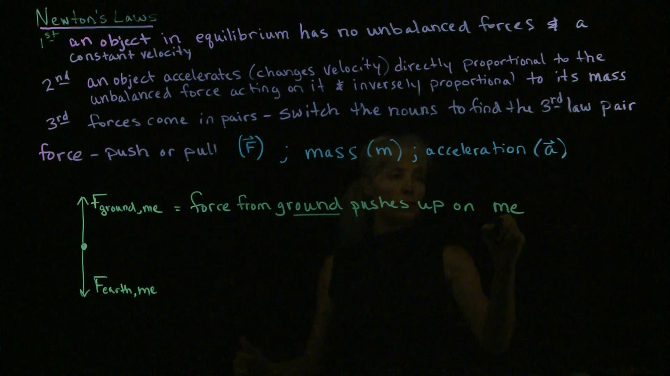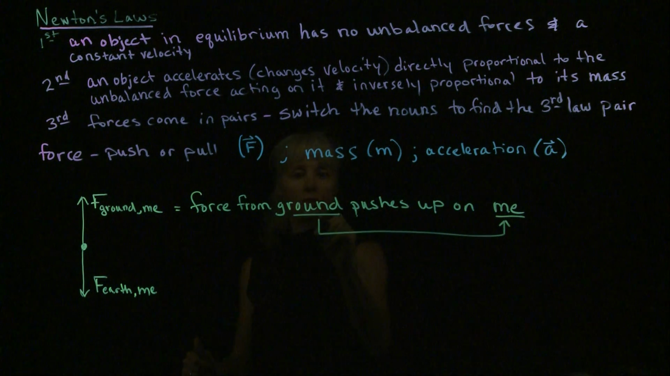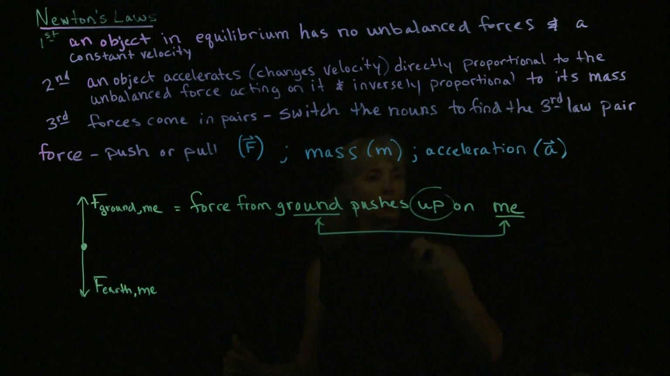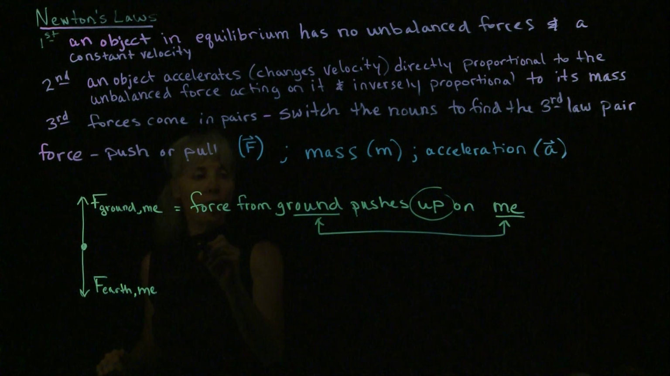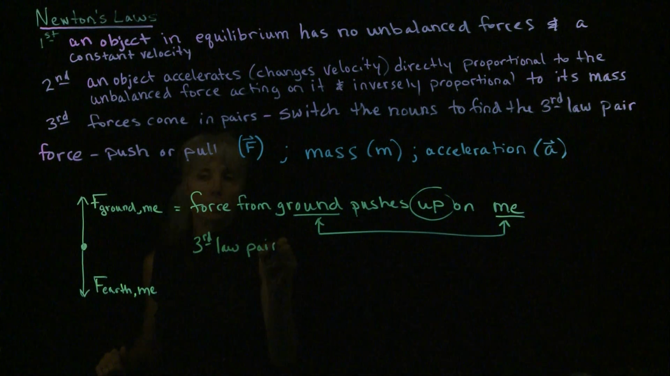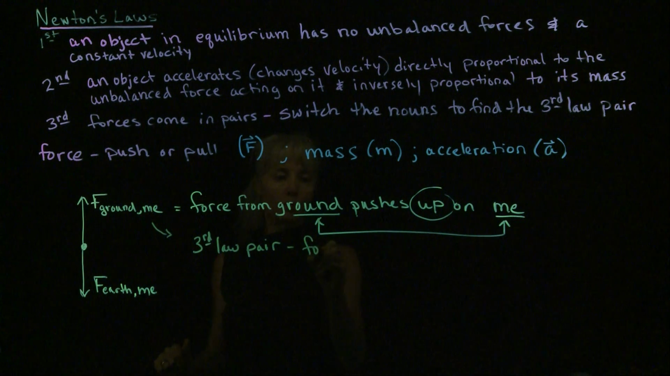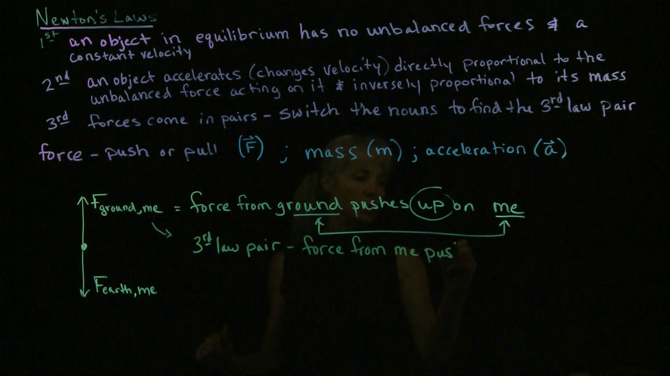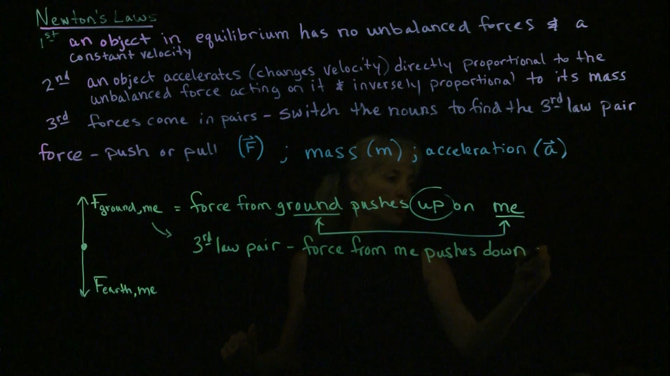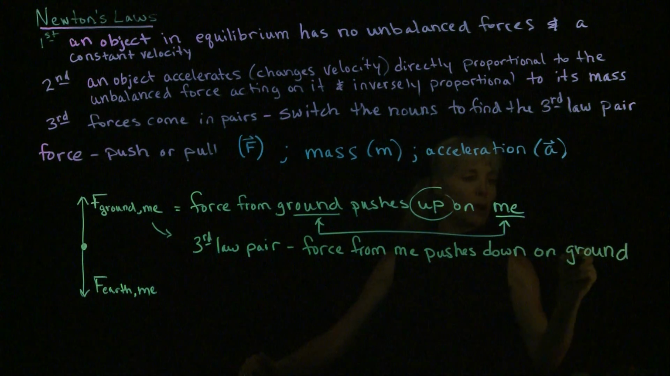The ground and me are the two nouns. So what we're going to do is switch these two. And of course we also switch the direction. So I'll be pushing in a different direction on the ground. So here's the third law pair to this force right here: force from me pushes down on ground. Whose free body diagram is this third law pair going to be?